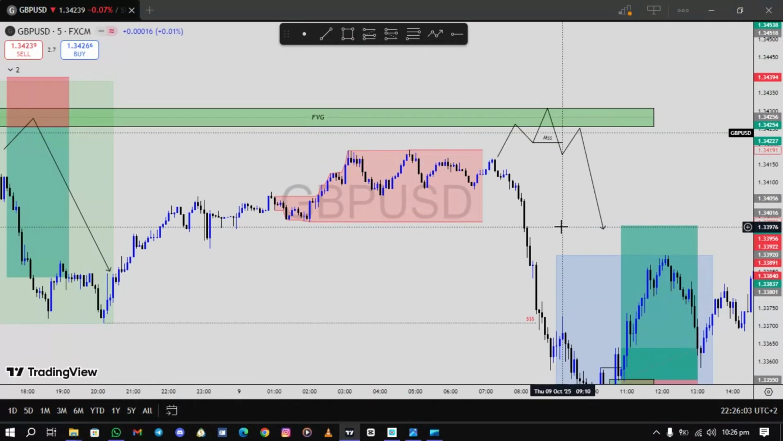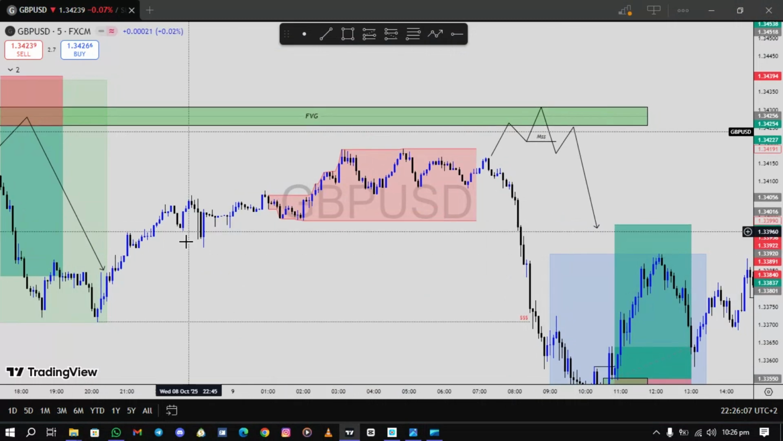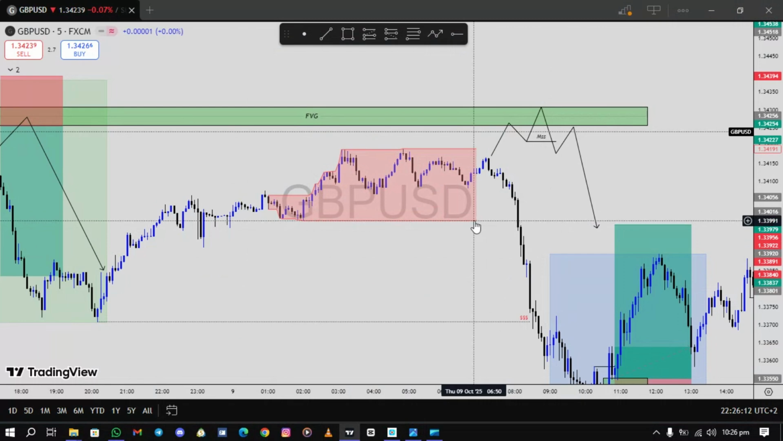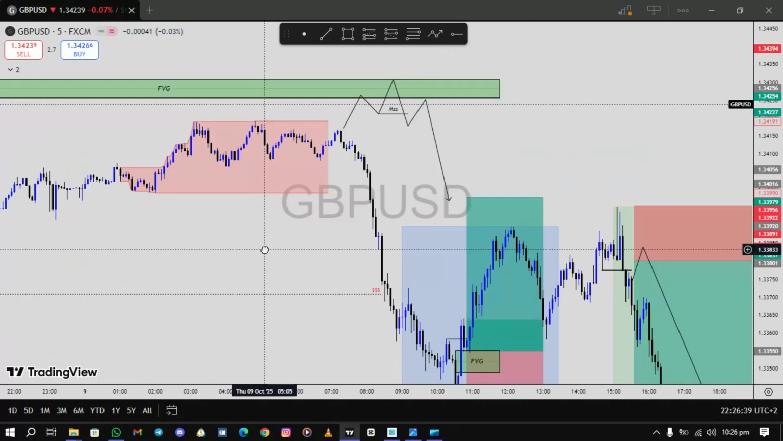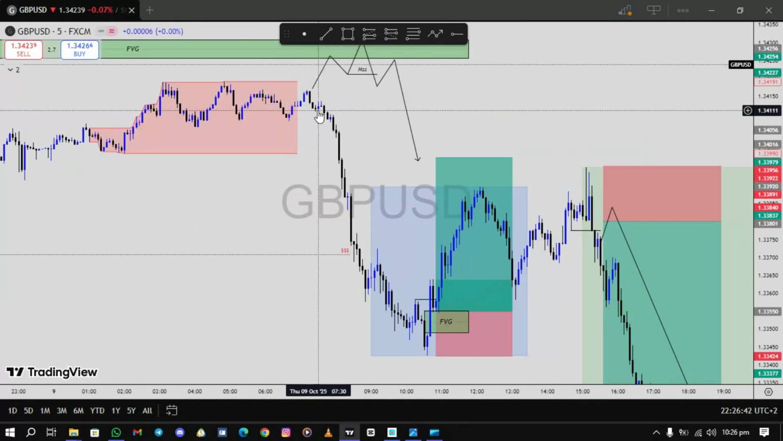On the 9th of October, what I was basically looking for, just after the Asian session, I was waiting to see if price could break the Asian high, tap into this 15-minute order block from the previous day and create a 5-minute market structure shift to target price to the downside, which was the first target, the Asian low, and the final TP would have been the previous day's low, the higher time frame liquidity point. Now, as you can clearly see, price never really swept the Asian high.